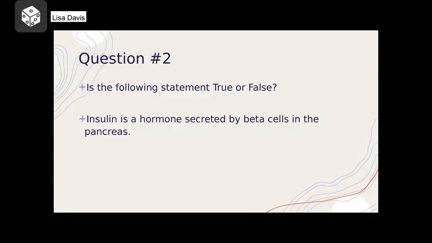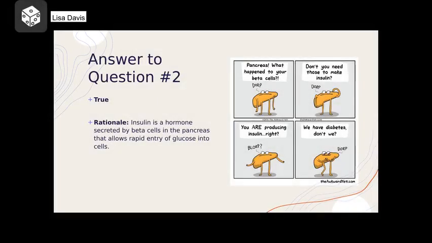Question number 2, is the following statement true or false? Insulin is a hormone secreted by the beta cells in the pancreas. Boom. Correct answer, true. So yes, our insulin is secreted by beta cells in the pancreas. What do our alpha cells secrete? Yes, glucagon. That's what I'm talking about, guys. Excellent, excellent work.